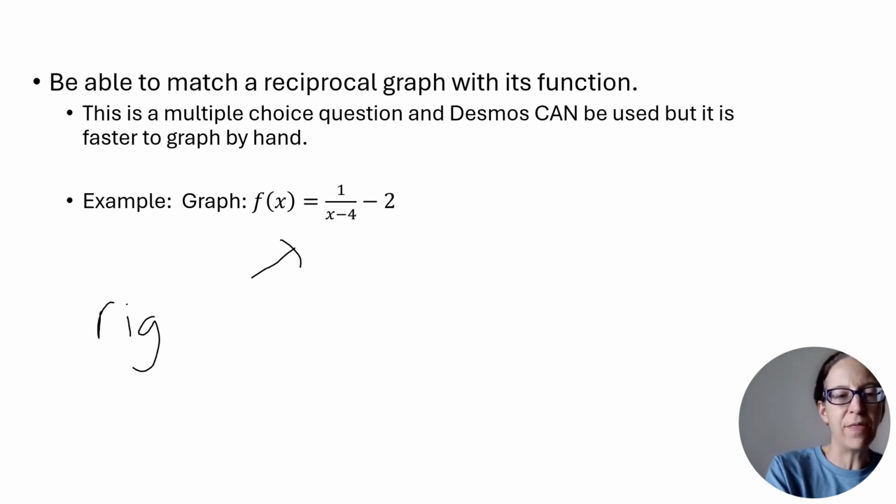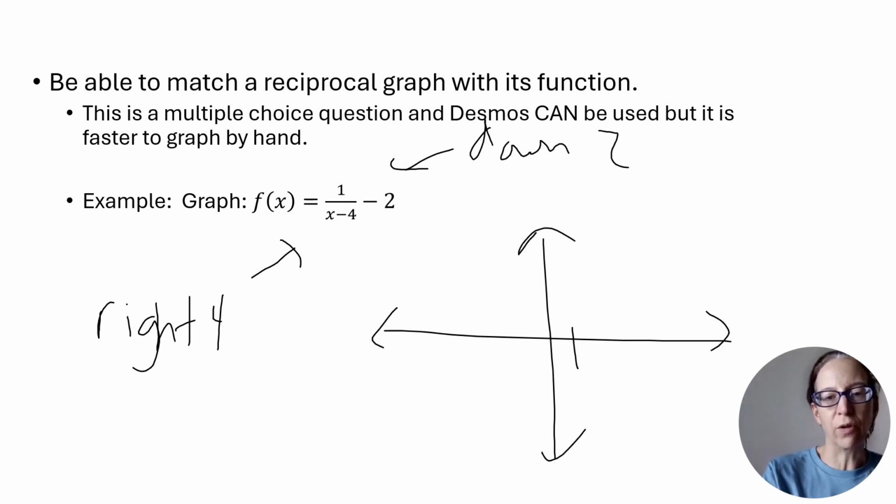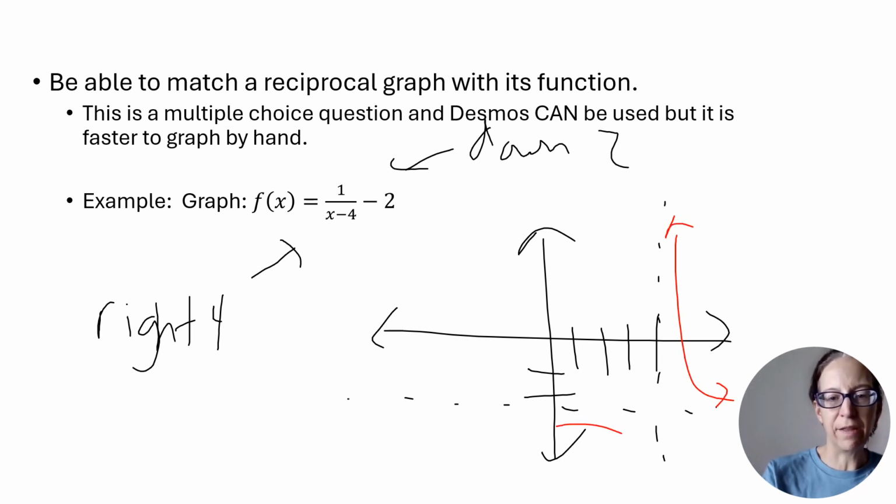We know that this function is going to go right 4 and down 2. And so basically you would look at your answer choices and you're going to look for something that goes right 4 and down 2. And it would look something like that. And that probably took me less time than it would to graph on Desmos. But you're looking at right 4 down 2, go through your answer choices, look for the ones that have the asymptotes at right 4 down 2. So that will be a multiple choice question.